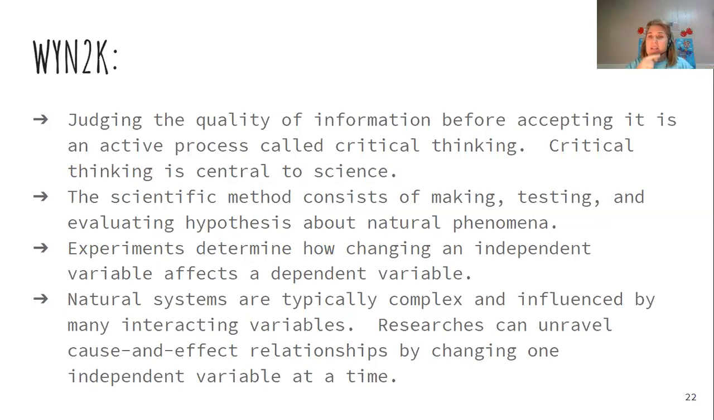The scientific method, as we said, is a constant cycle of making, testing, and evaluating, making, testing, and evaluating. And we have to determine what we're looking at, and we do that with variables. What are we testing, and what happened because we tested that? So the independent variable is what I'm changing, the dependent variable is what I measure.